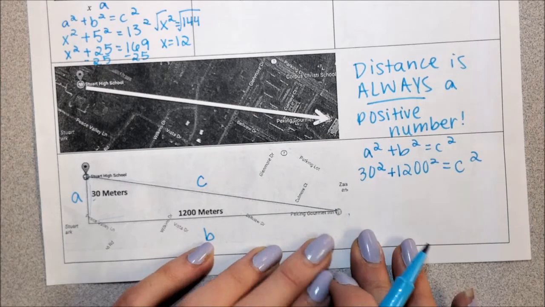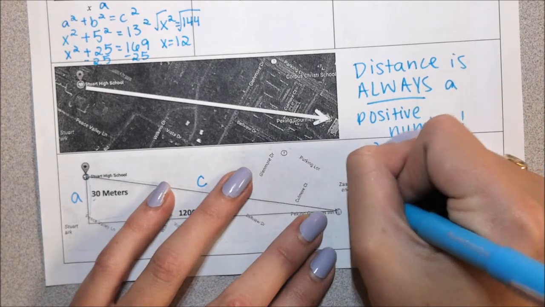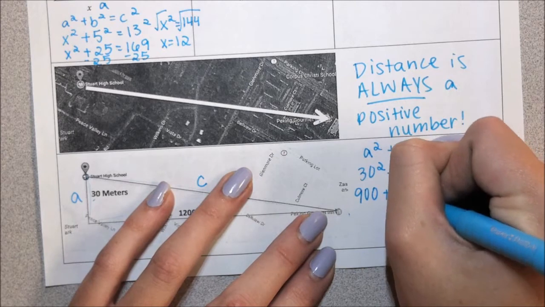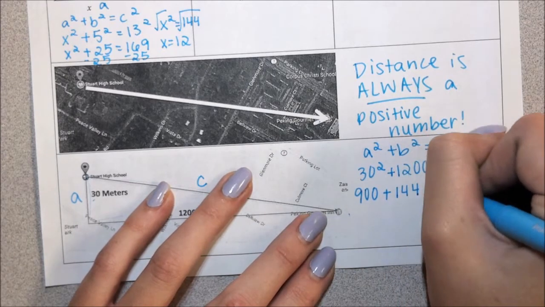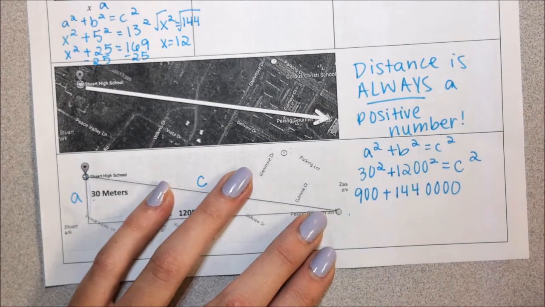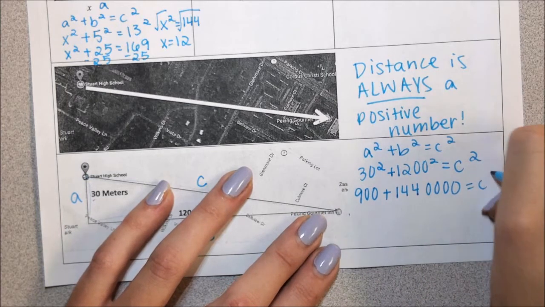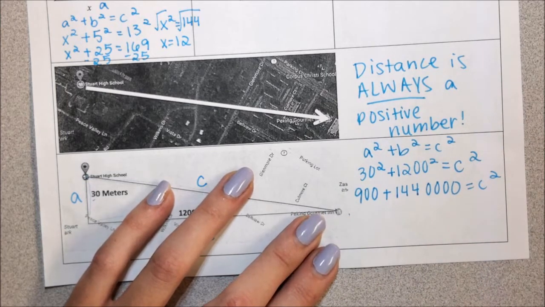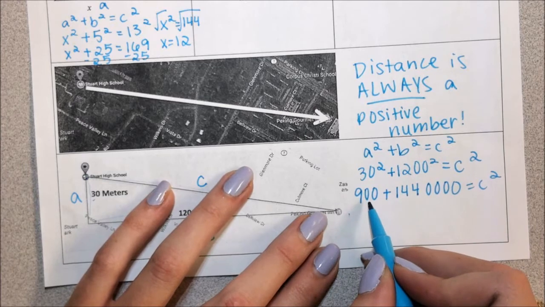Using a calculator for this, you get 900 plus a pretty big number equals C squared. Simplifying, we add these.